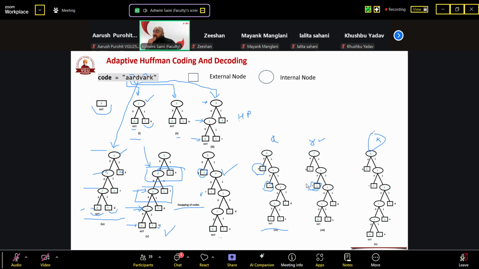K is the new term that is not introduced yet. So we have to update at the bottom. Where we are using NYT is here. So we are shifting this NYT to the bottom and updating the K, and NYT and K have a total of 1. 1 and 1, it is satisfying.